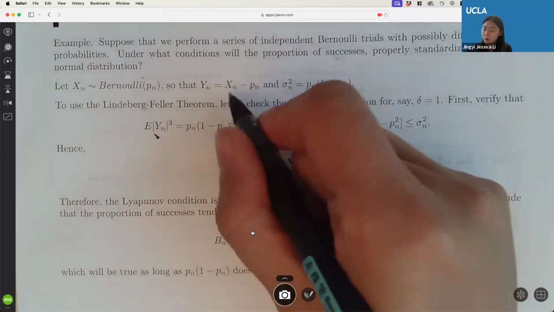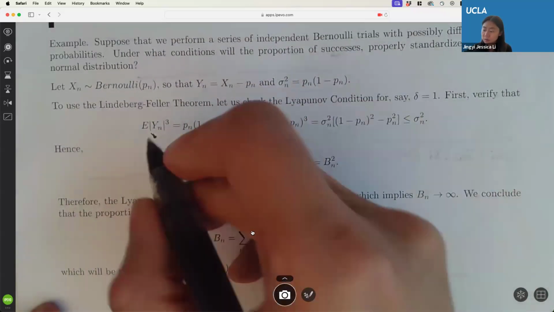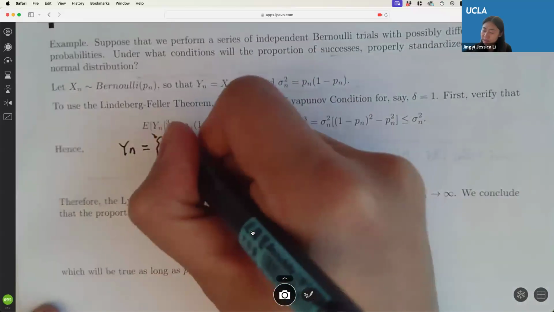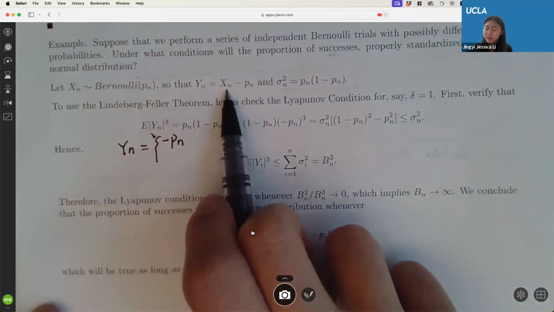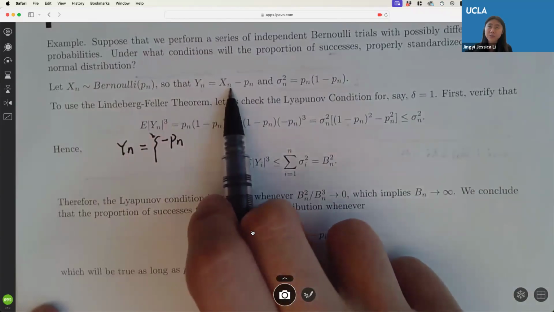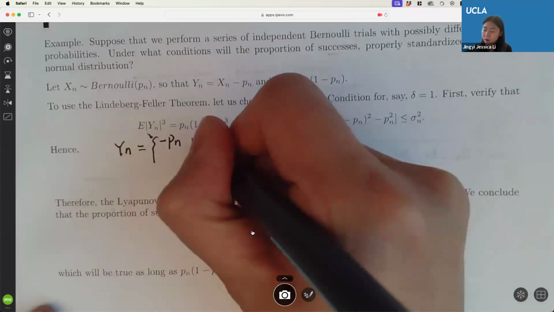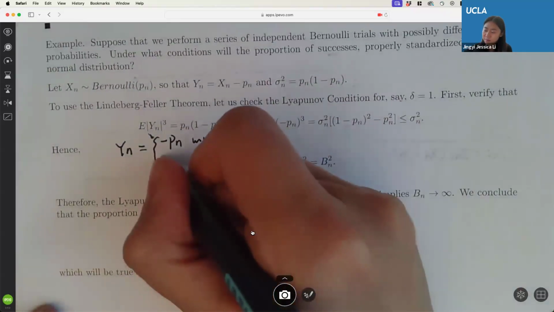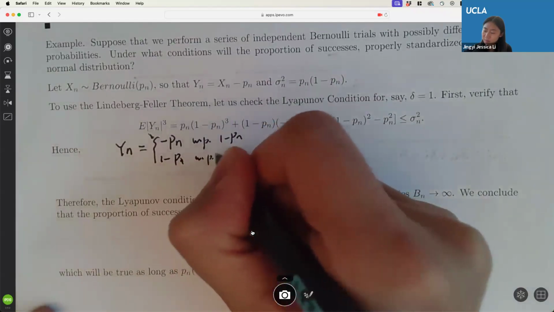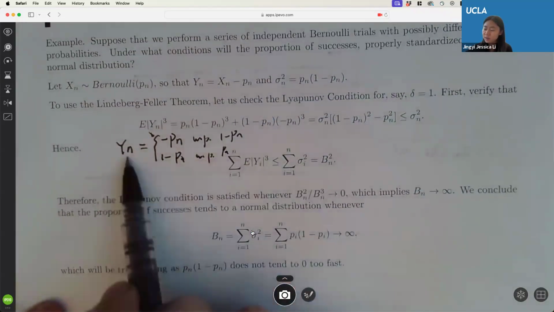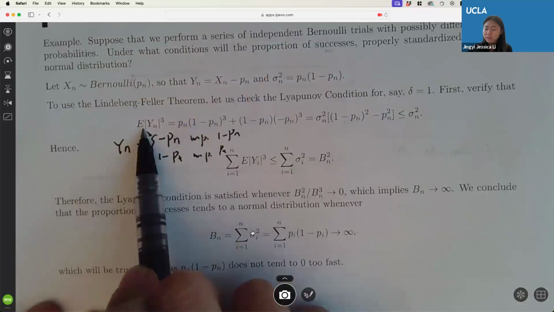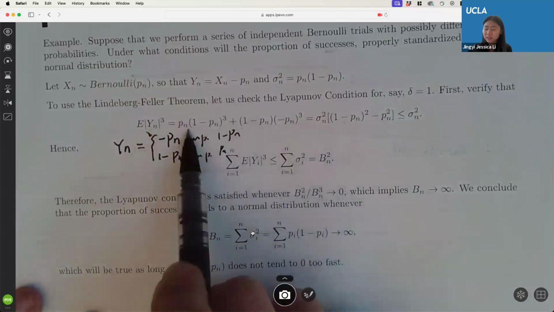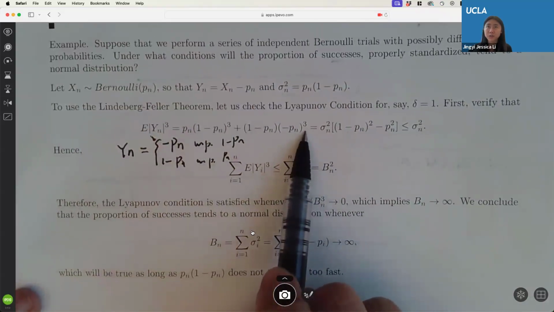So essentially, Yn can take only 2 values. Yn is equal to minus Pn, right? When x takes value 0, so with probability 1 minus Pn, or Yn takes value 1 minus Pn with probability Pn. That's it. So with this result, we just write out the expectation of Yn cube in this form. It's just a definition of expectation, nothing special.